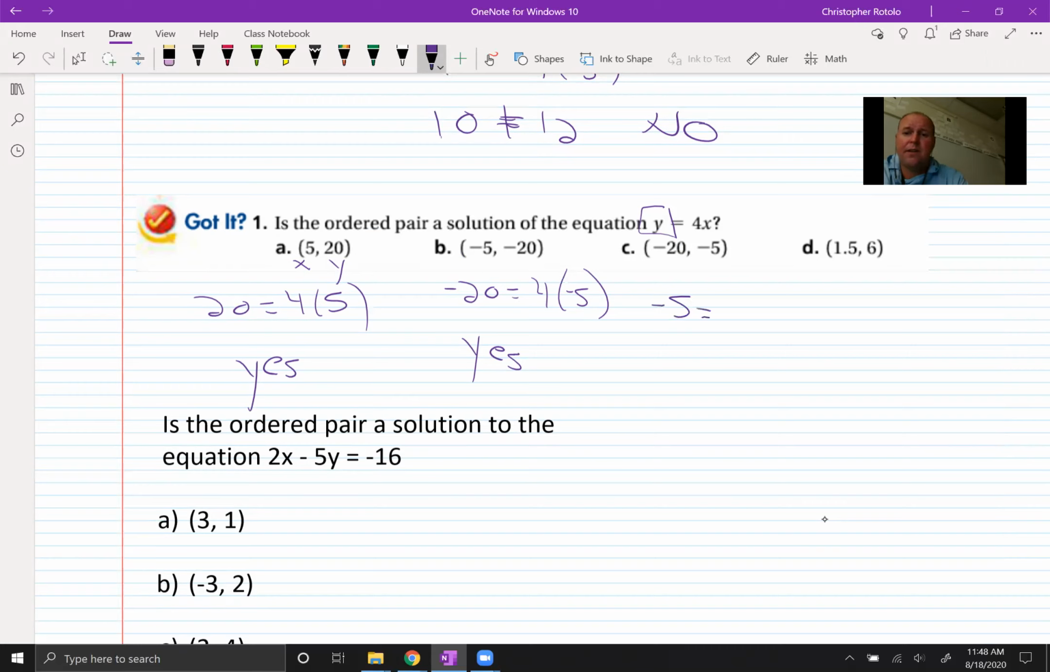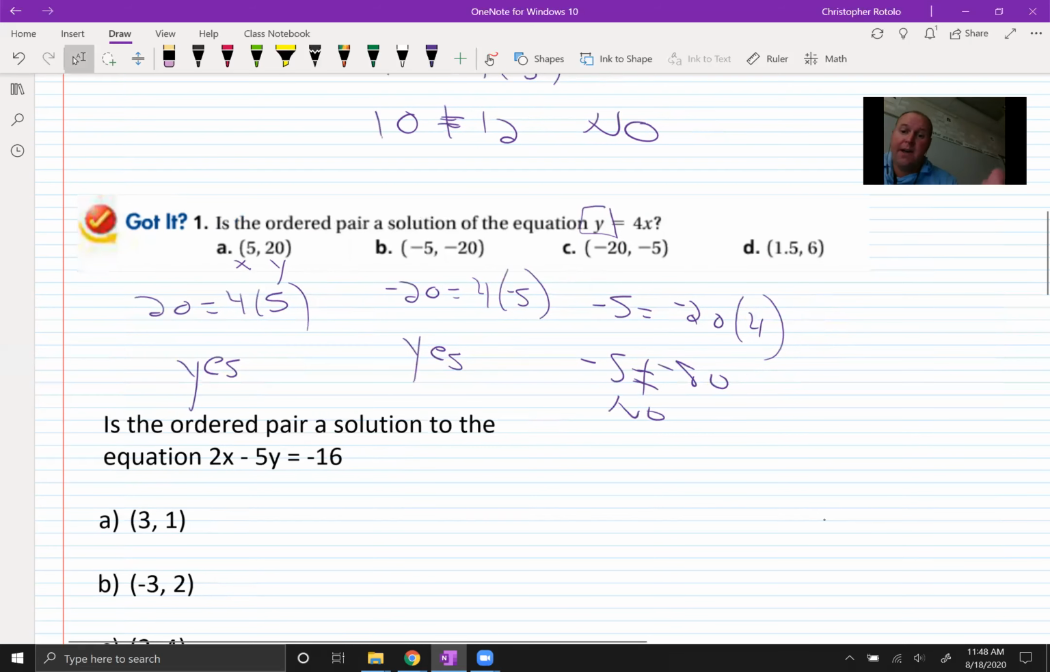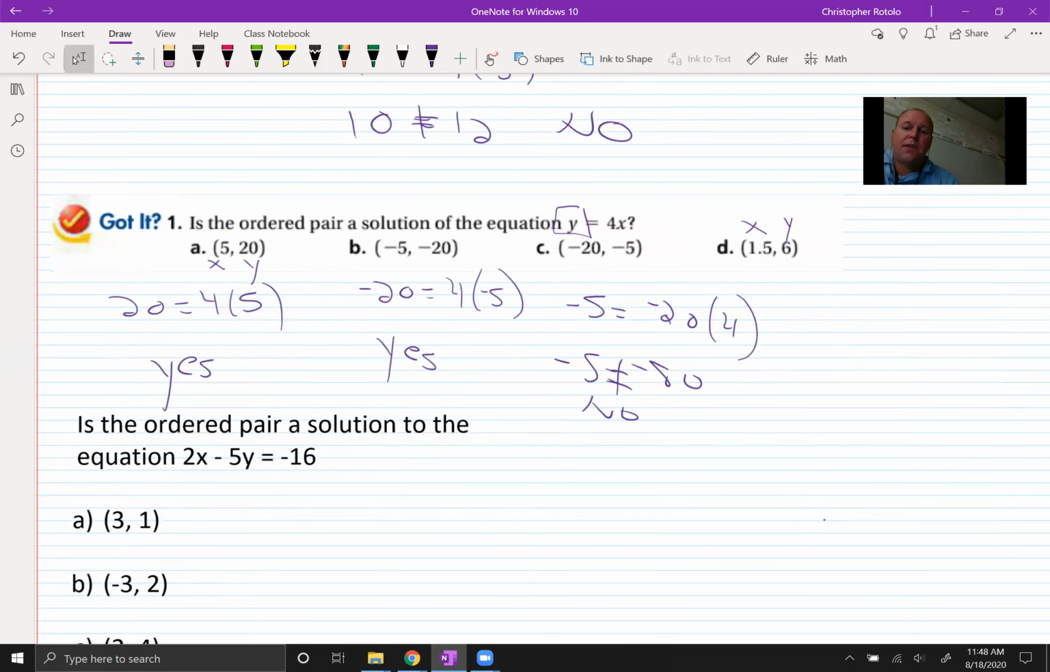Negative 5 equals negative 20 times 4. Right? We didn't flip it around, did we? I want to start with that y value. There we go. Okay, so is negative 5 equal to negative 80? No, not today, not tomorrow, not even the day after that, whatever day that is. All right, so again, I'm going a little fast here, but if you're getting confused, remember put x over the x and y over the y. So you write 6 equals 4 times 1.5.